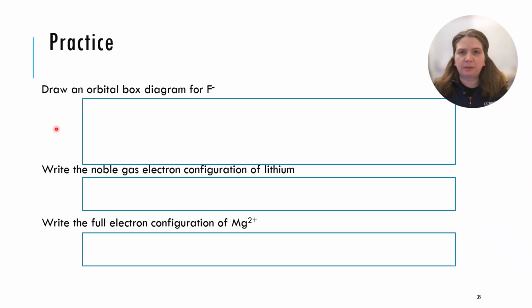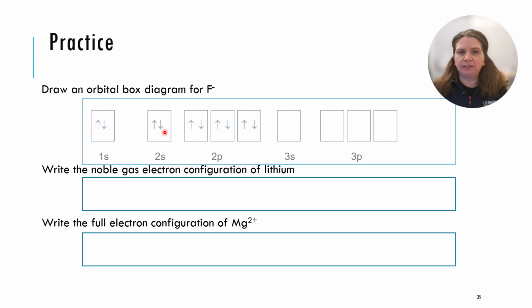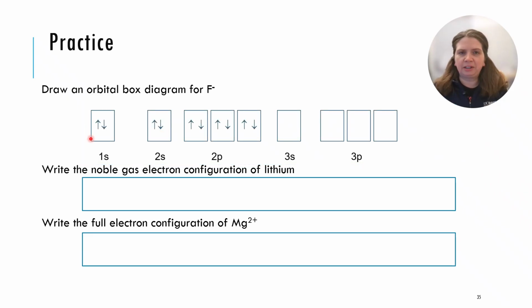Here are some practice problems. First, draw an orbital box diagram for F-. Remember that the minus charge means that it has 1 extra electron, giving F- the same electron configuration as neon. In our orbital box diagram for F minus, we will have 2 electrons in the 1s, 2 electrons in the 2s, and then the 2p will be filled with 6 electrons.